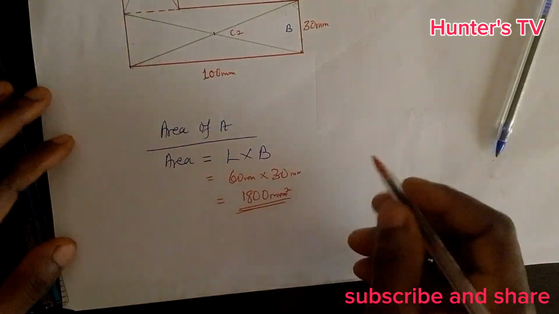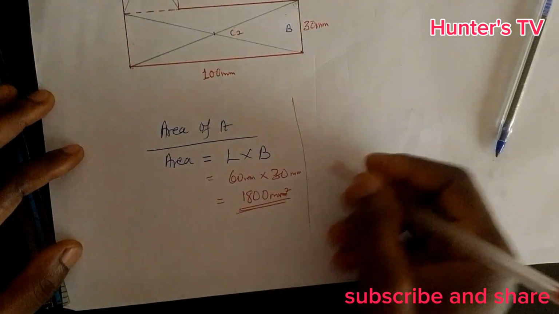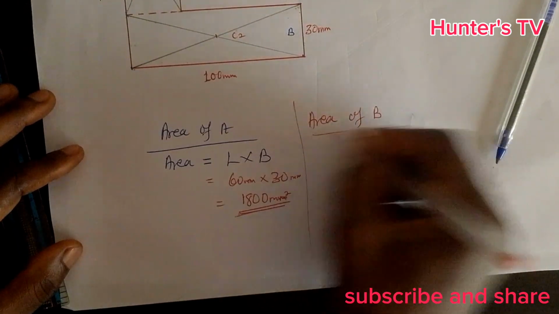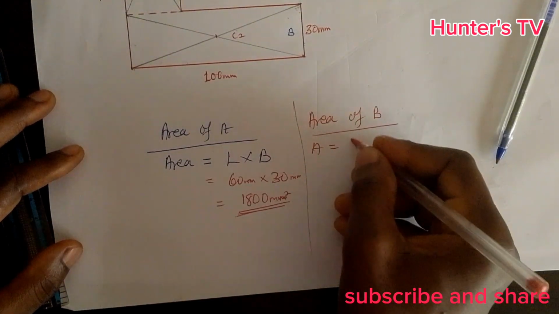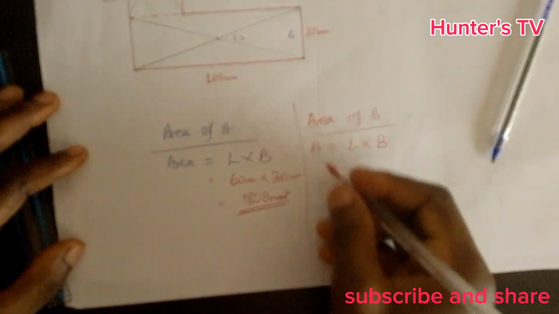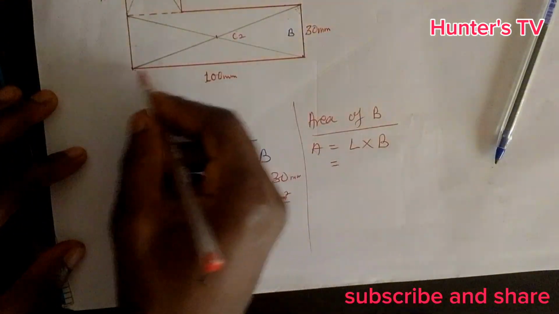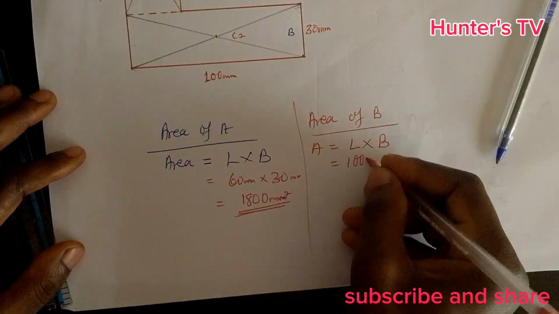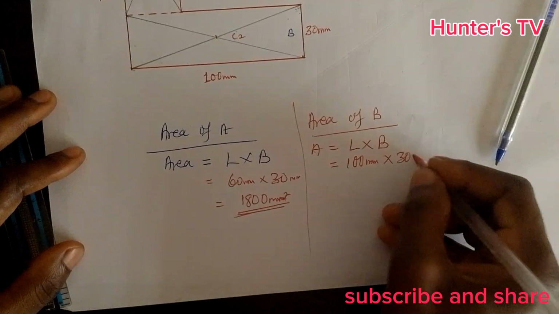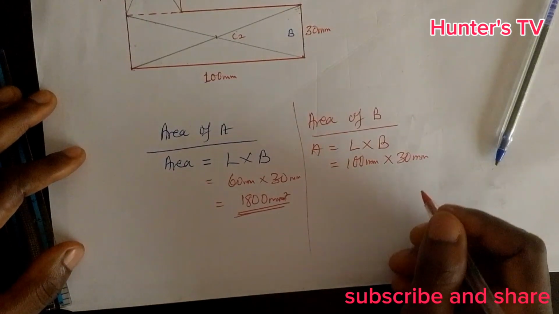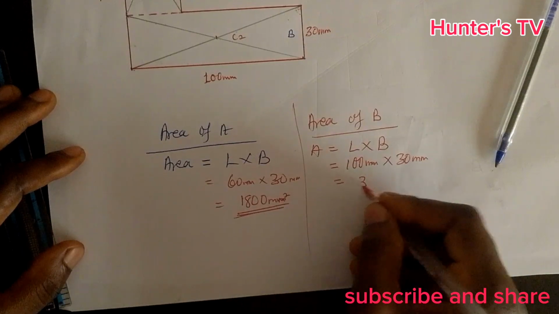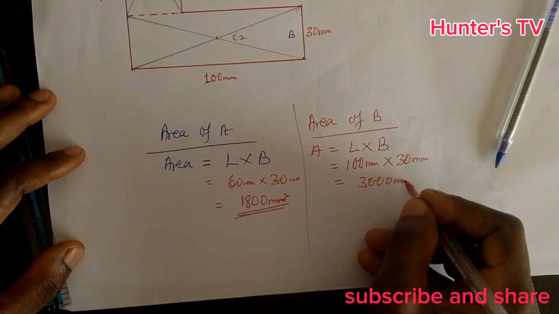Let's go to the area of B. Area is equal to length times breadth, which is equal to, for B, the length is 100 millimeters and the breadth is 30. So the area will give you 3000 square millimeters.